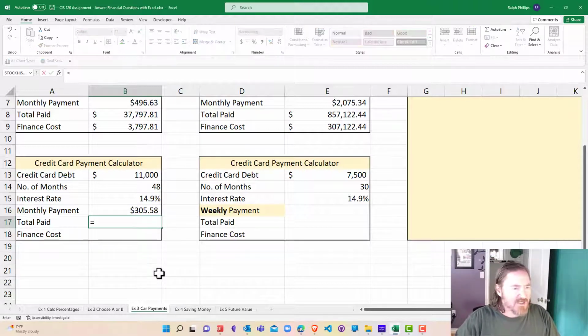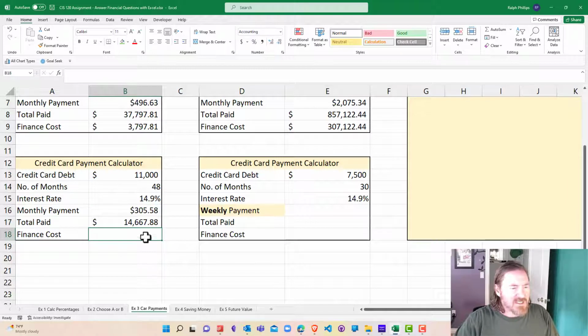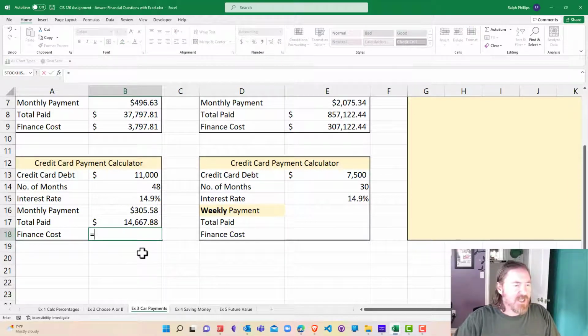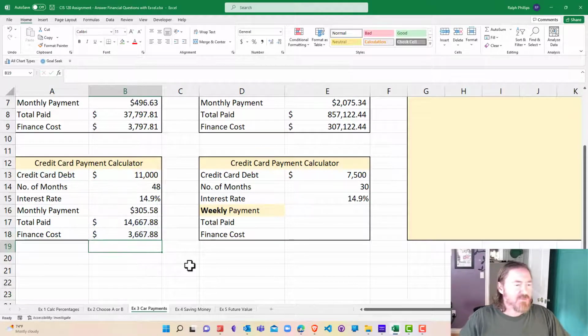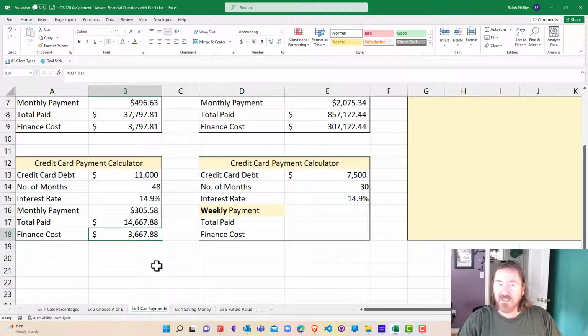My total paid is going to be equal to my monthly payment times the number of months I pay it, $14.6, and the finance cost is going to be equal to that total paid minus my credit card debt, original credit card debt. There we go. So if you pay it off all at once, it's 11 grand. If you pay it off over 4 years, you're going to have to pay about $3,600 extra. But that's sometimes what you got to do, because maybe you can only put, you know, $305 towards that credit card debt.